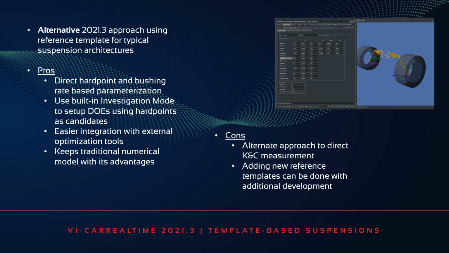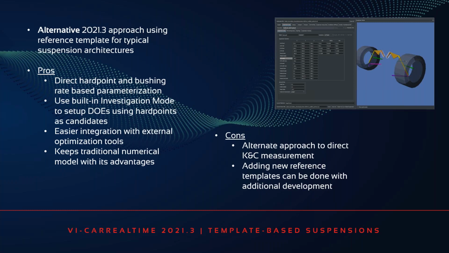So there's easier integration with external optimization tools, so you don't have to wrap an optimization process that includes both Suspension Gen and Car Real Time. You can just run Car Real Time directly. And it keeps traditional numerical models in the background from the solver standpoint.